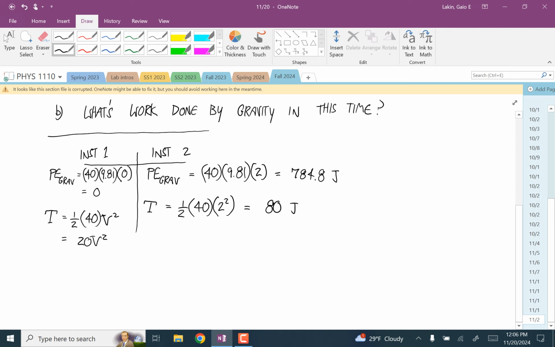And now I'll add up all the stuff at instant 1 and set it equal to the sum of the stuff at instant 2. So we have 0 plus 20v squared is equal to 784.8 plus 80. So 20v squared is equal to 864.8.